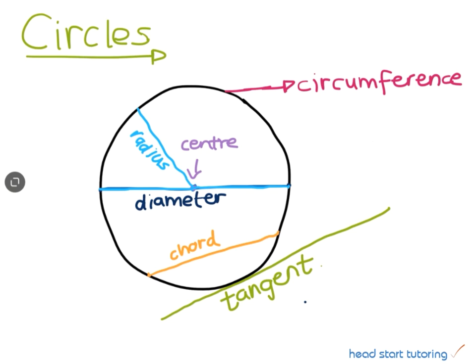Then we've got a line called a secant, and a secant does pass through the circle's edge. It cuts the circle's circumference at 2 points, there and there, and that line there is called the secant.